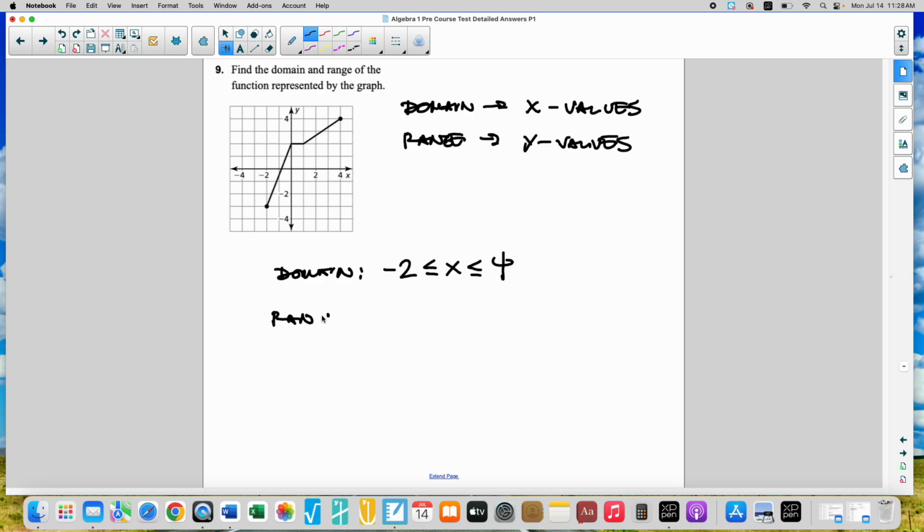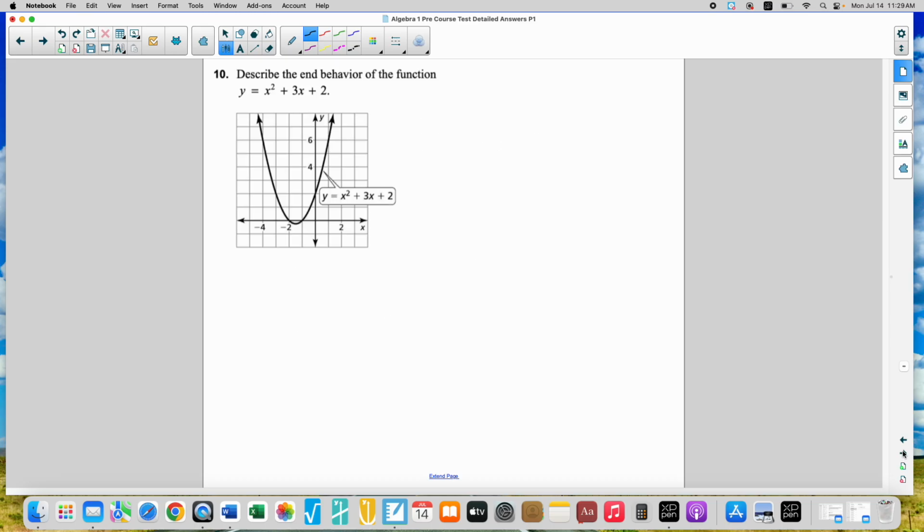My range, my y values, well, they go from 4 to -3. So I'm going to write -3, and we can include -3. That's a solution, and that goes up to 4. So now I'm just looking at my y values. So it goes from -3 to +4. So that's the way you would write your solution for the set of numbers for your domain and range.